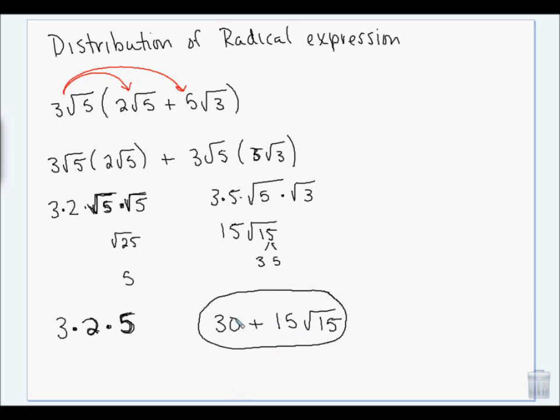And you don't have to do anything with that, like factor anything back out of the 30 and the 15. You're good, you're done. Let's do 3 times the square root of 2, times 4 times the square root of 3 plus 6 times the square root of 2. Right? So I'm going to distribute this times both of those.